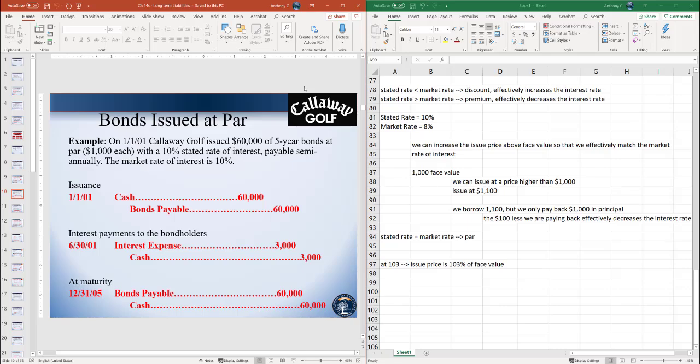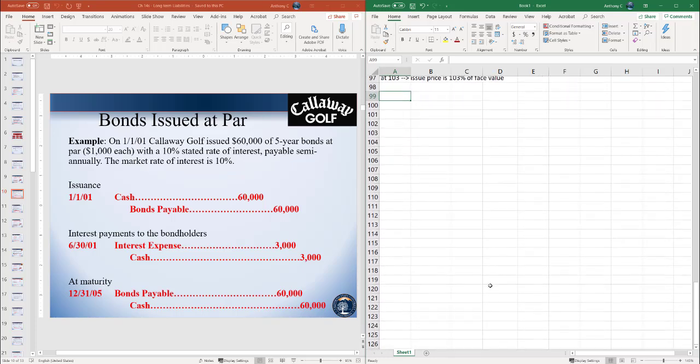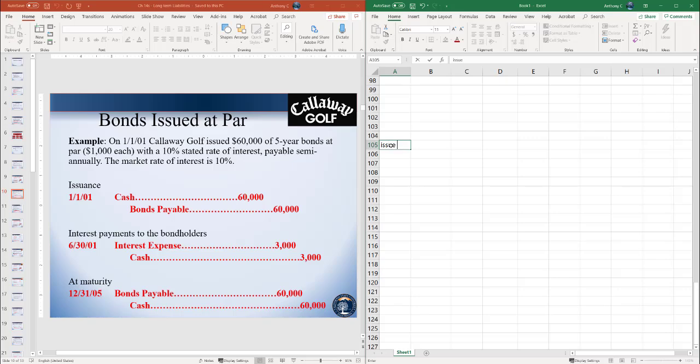Okay, now to journalize this, there are 3 major dates in general: issue dates, interest payment dates, and the retire date or the maturity date. Okay, so again here we issued the bonds at par. They're $60,000 5-year bonds with a 10% stated rate of interest. All right, so at the issue date, these were issued at $60,000.